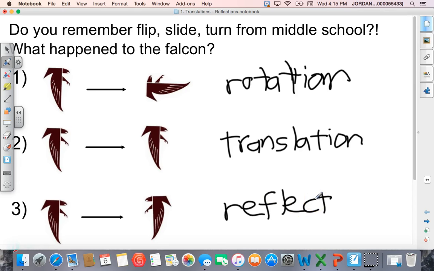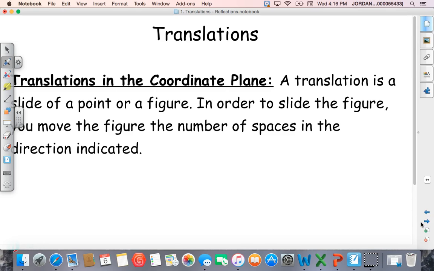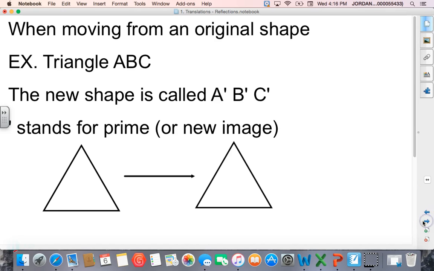So today we're going to do a video lesson on this one, translations. Okay, so that's what the topic of this video is going to be on. Okay, so a translation. A translation is just a slide of a figure. In order to slide the figure, you just move the figure the number of spaces in the direction that is indicated. Okay, so that's essentially the definition of a translation.